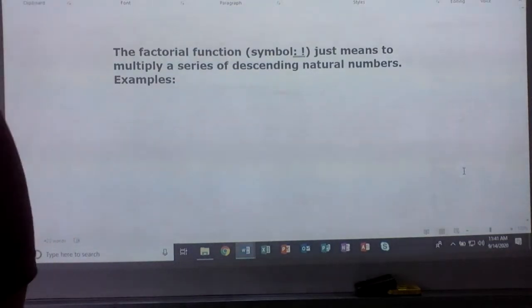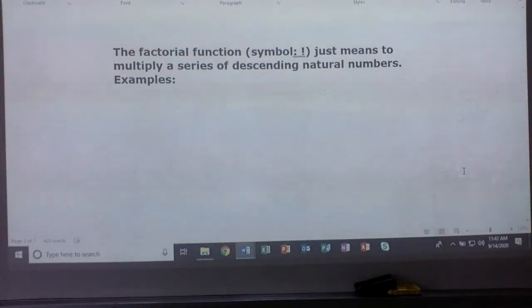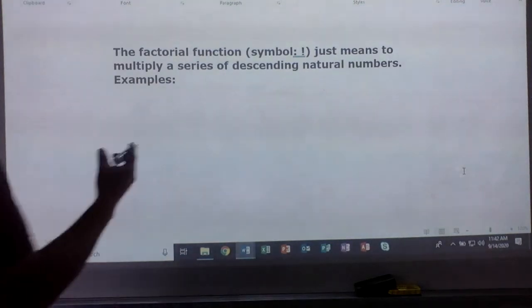Factorial is this. It just means to multiply a series of descending natural numbers. I'm gonna try to make this video long, so here we go. For example, 5 factorial.